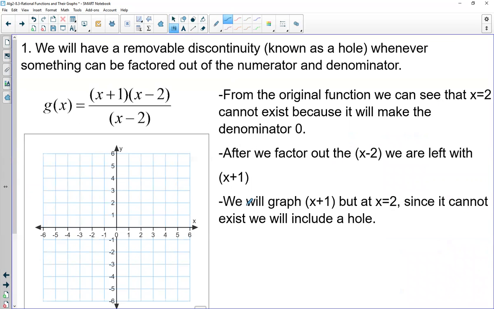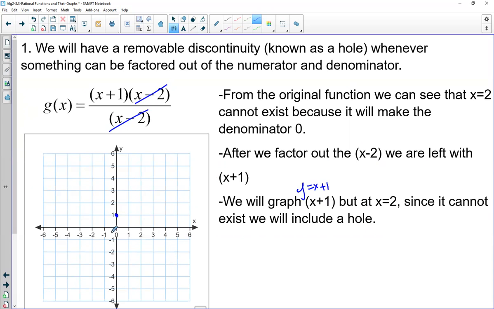So when we're working with a removable discontinuity, this is known as a hole, whenever something can be factored out of the numerator and denominator. So from our original function, we can see that x equals 2 cannot exist because it will make the denominator 0. From there, we're going to factor out the x minus 2 from both the numerator and the denominator. As we can see, the only thing we have left is x plus 1. So we're going to graph the line y equals x plus 1. But at x equals 2, since it cannot exist from this first statement, we're going to include a hole.